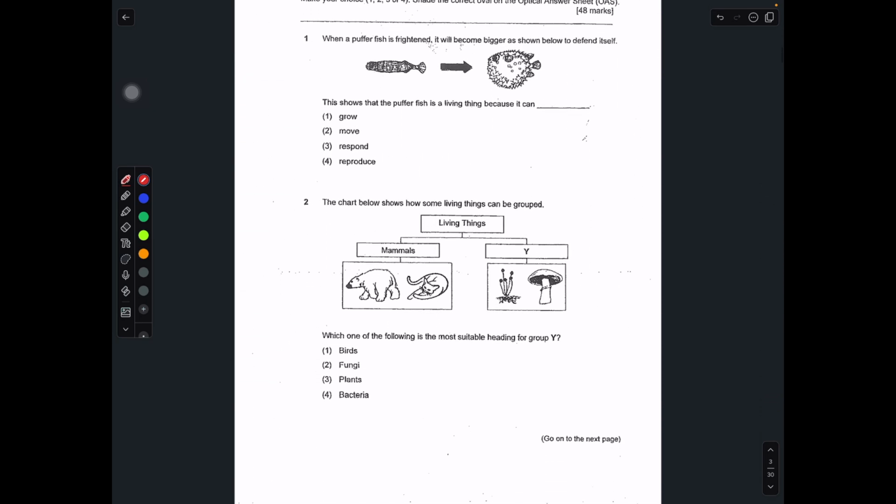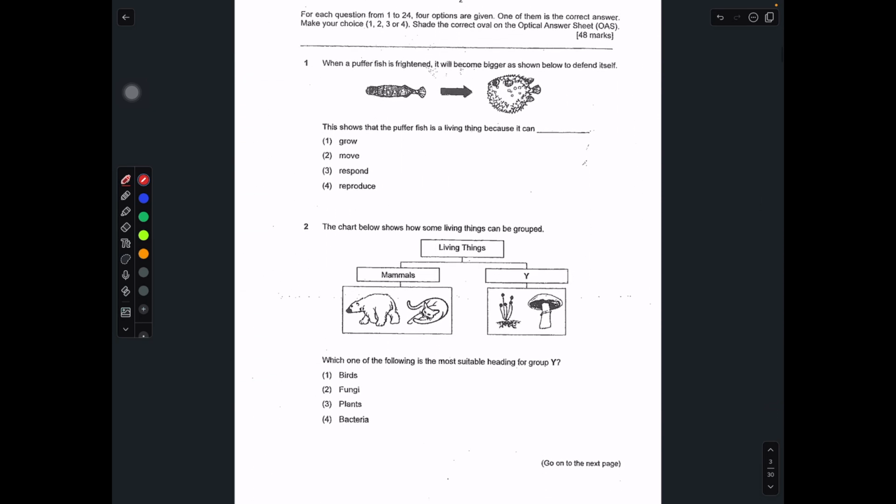When a pufferfish is frightened, it will become bigger as shown below to defend itself. Can you see this is trying to respond to certain changes in the environment? Therefore it becomes bigger in size. So over here, this shows that a pufferfish is a living thing because it can respond to changes. It's a characteristic of living things.